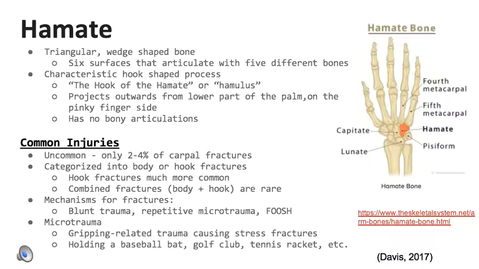Injuries to the hamate are uncommon, comprising only 2 to 4% of carpal fractures. These fractures are characterized into body or hook fractures, but hook fractures are much more common. It is rare to see combined body and hook fractures. Mechanisms for fractures include things such as blunt trauma, repetitive microtrauma, or FOOSH. Microtrauma is seen from gripping-related trauma that causes stress fractures. This is commonly seen in sports such as holding a baseball bat.